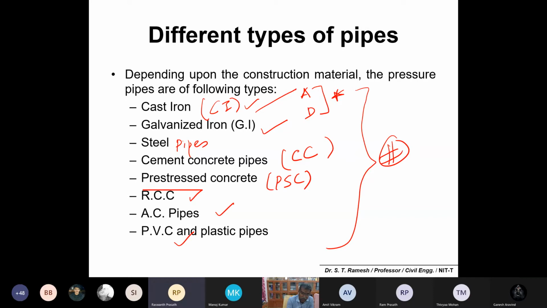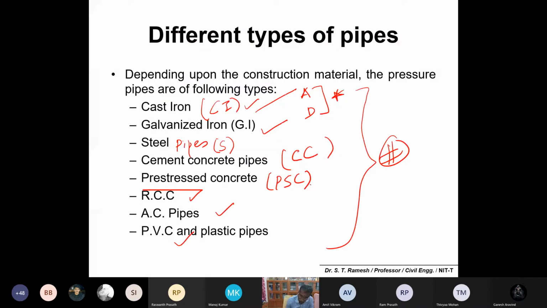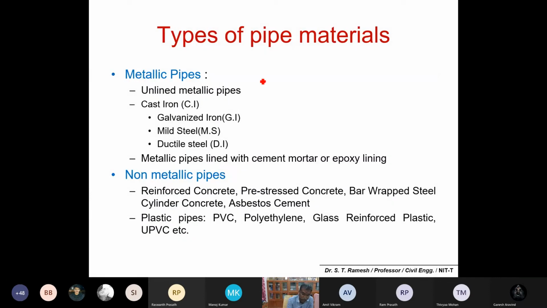Yes, sir. CI, GI, steel pipes, cement concrete pipes, pre-stressed concrete pipes PSC, RCC, AC asbestos cement pipes, and the last one is PVC pipes. We'll see one by one. You can classify the previous different types of pipes into 2 clusters. One is metallic, another is non-metallic.